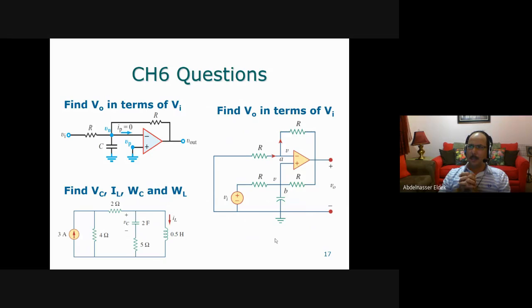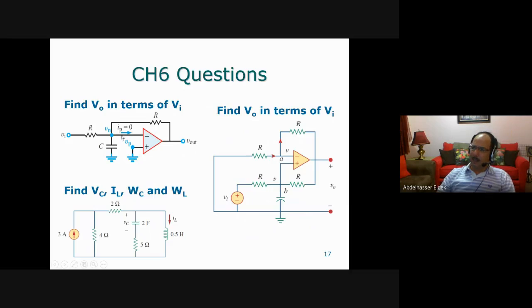So at the end, these are the questions that you need to solve and submit for this chapter. You have 3 questions here. The first, both of them, these two have an operational amplifier. Then what you need to do is to apply the steps of solving an operational amplifier circuit: the 2 input voltages are the same, and the 2 input currents are 0. So this is how we do it.